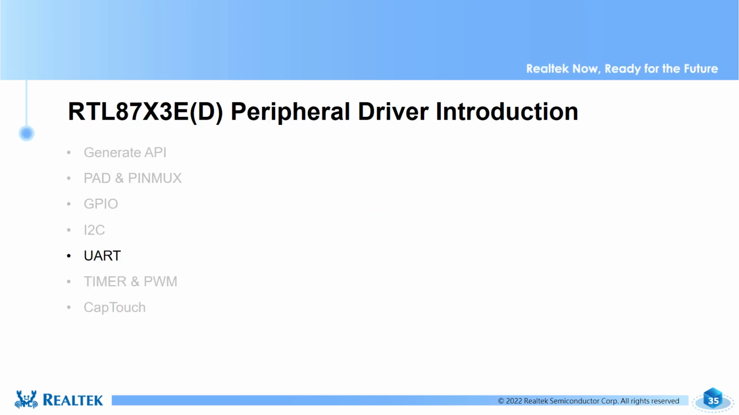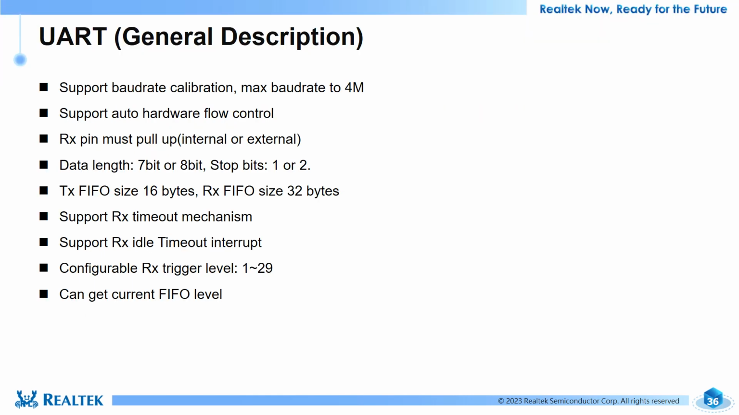Next, let's talk about UART. UART supports baud rate calibration, and the maximum baud rate it can reach is 4M. It supports automatic hardware flow control. The RX pin must be pulled up. It supports 7 or 8 data bits and 1 or 2 stop bits.